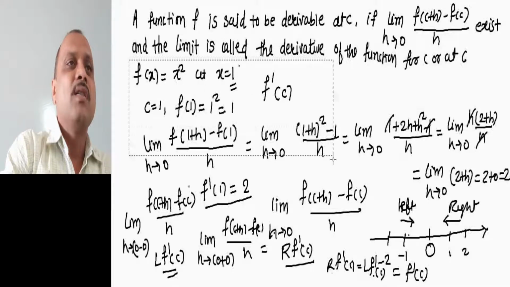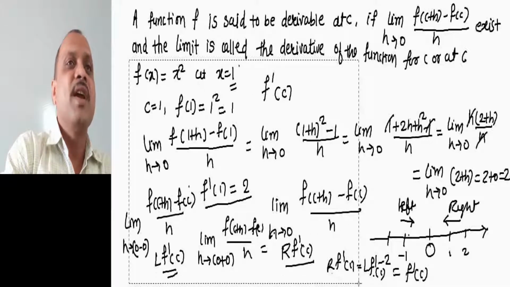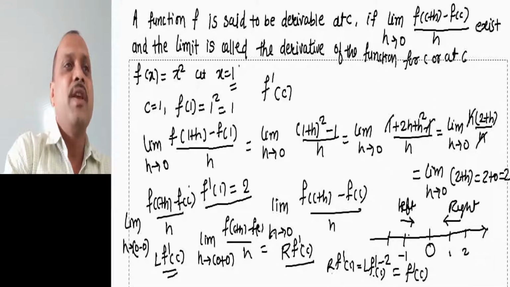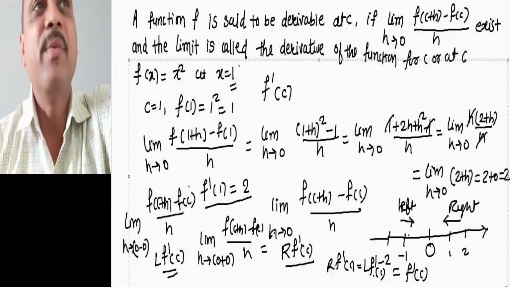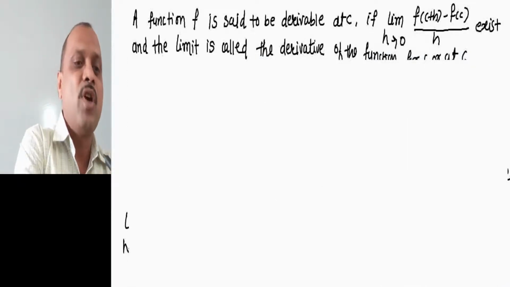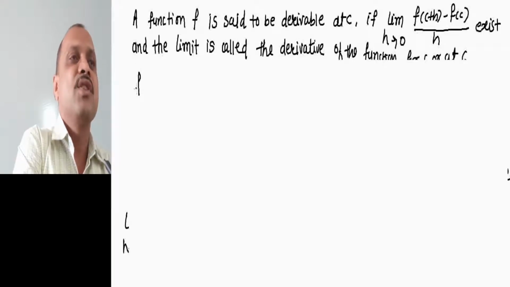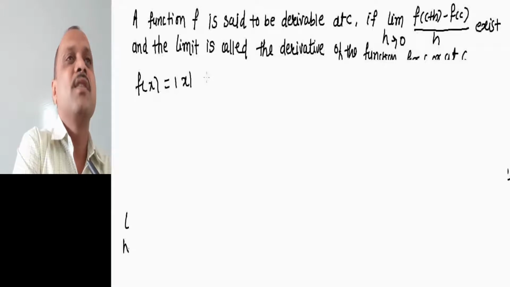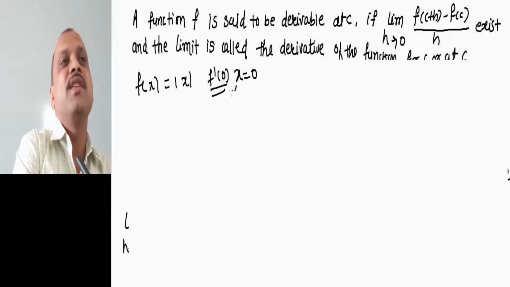Now to stress this right and left derivative, let us see one more example where we have to take into consideration the right as well as the left values of the independent variable. Now consider f of x equal to mod x, and let us calculate f dash of 0, the derivative at x equal to 0.